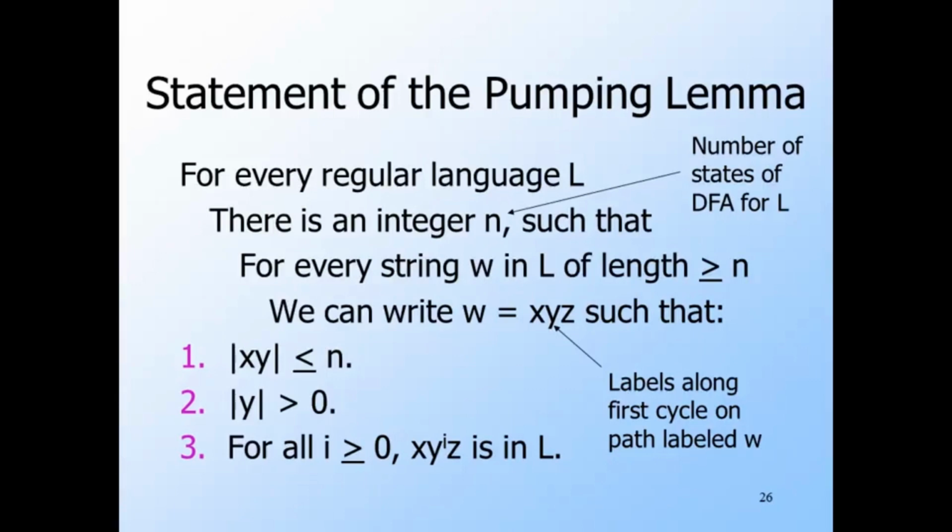However, in a proof, we don't know what moves the adversary will make. Thus, to win, we need to cover all possible moves. That is, we know the adversary picked n, but we don't know n's actual value, so we must pick w in terms of n. Similarly, we know w equals xyz, but we don't know exactly where y is, except that it is not empty and it is among the first n positions of w. Thus, our argument that xy^iz is not in L must work for any of these possible y's.